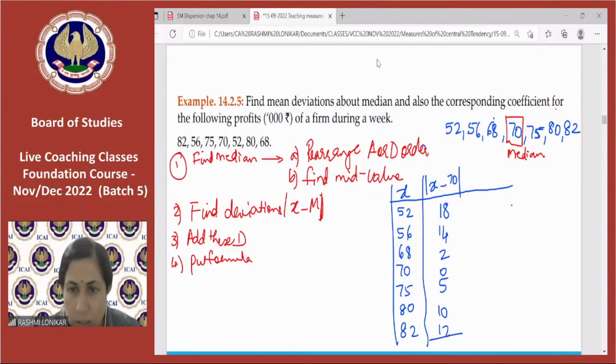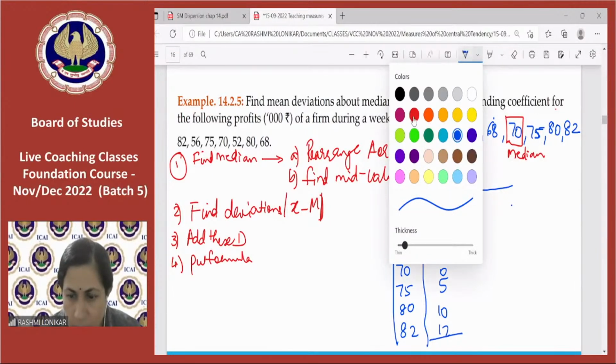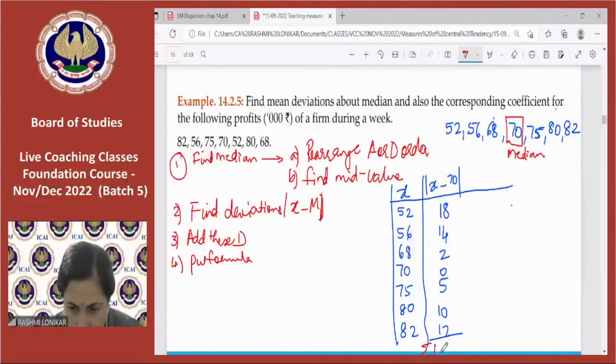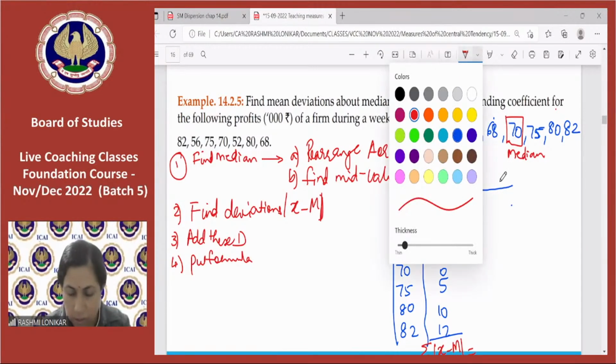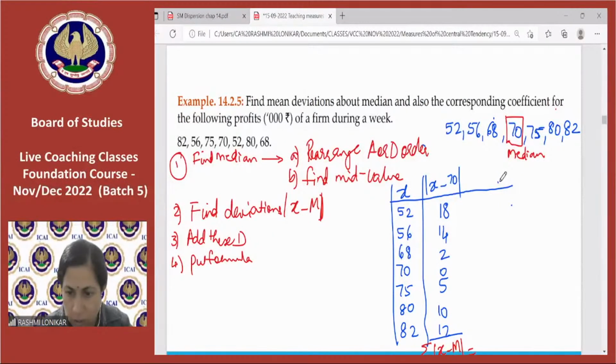Important thing now is finding the summation of the mod of x minus m. How much is it? That value I can also find out. That is 18 plus 14 plus 2 plus 0 plus 5 plus 10 plus 12. So that is 22 plus 7 plus 32, which is 61. Okay. So what will be the mean deviation?